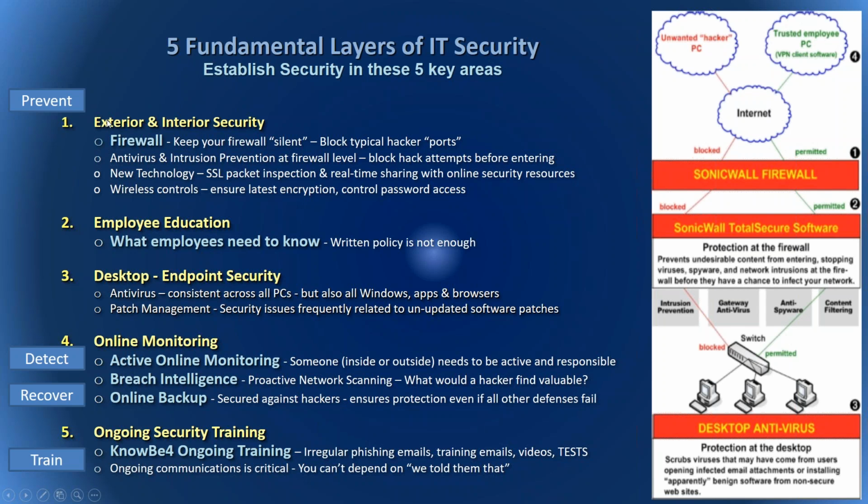So the overall multi-layer security of a network, very briefly: we need to protect exterior and interior. We have to have a properly programmed firewall. We have to have antivirus and intrusion prevention, blocking things at the firewall level before it enters our facility or facilities.